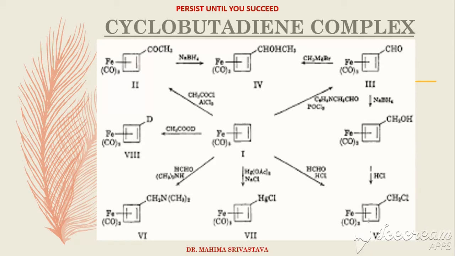So these are certain reactions of the iron carbonyl complex, and as you can see in all of these reactions, the substitution takes place only at the same position, varying according to the different reagents that the compound is subjected to. So that is the chemical activity of this compound.